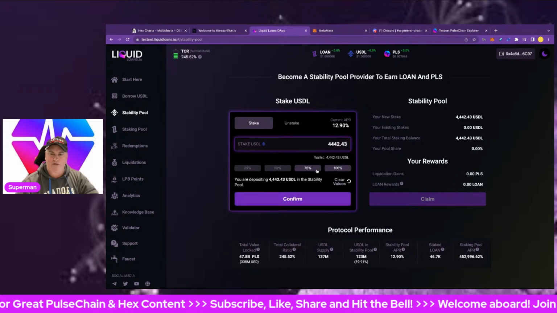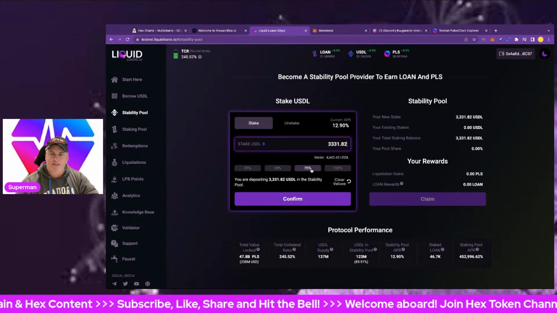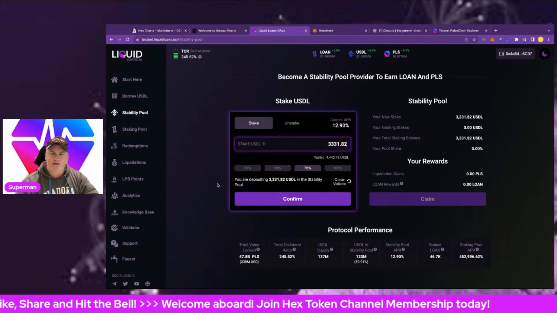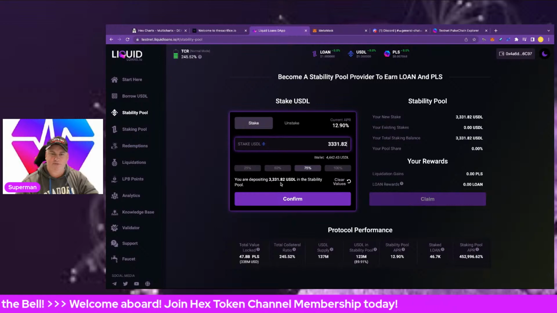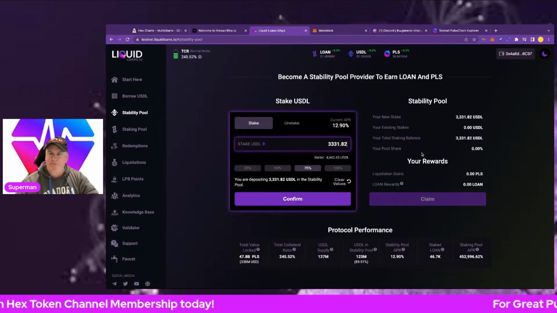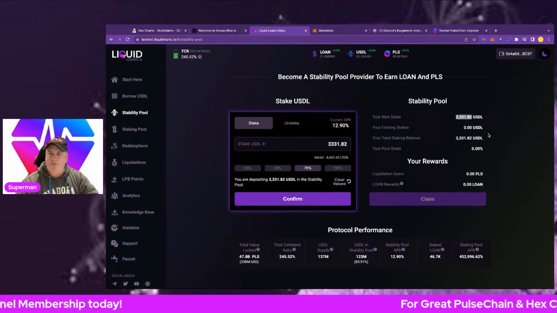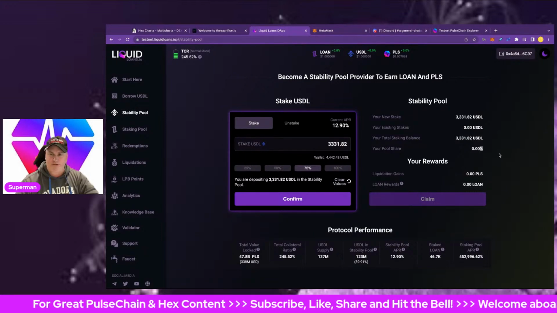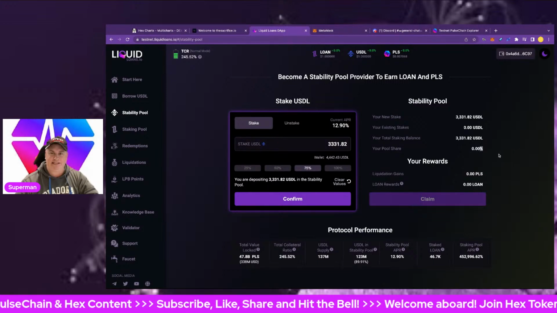So we can hit 100%. We can hit 75%. Let's go with 75%, or should we go 50? Let's go for 75. And of course, you're depositing $3,331 in USDL. And of course, it gives us the stability pool here. That's the amount that we're going to put in as a new stake. We've got no existing stakes. Our stake balance is going to be that amount. And of course, our pool share is insignificant.